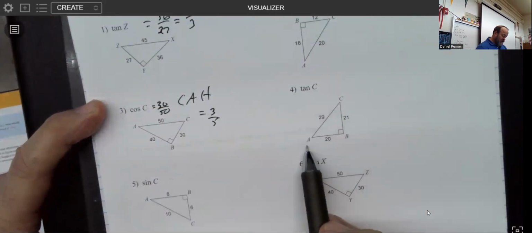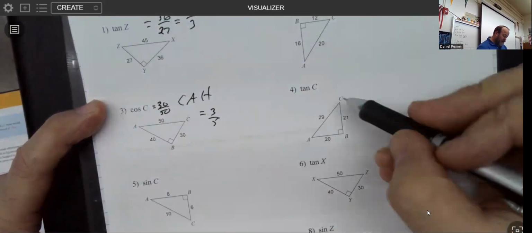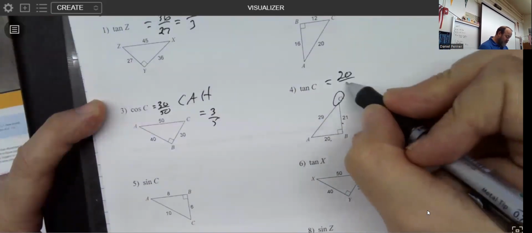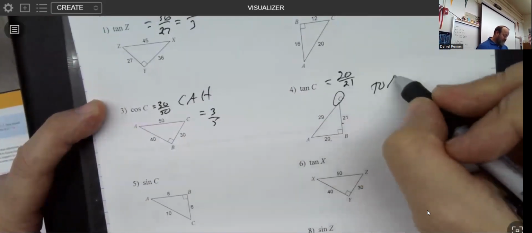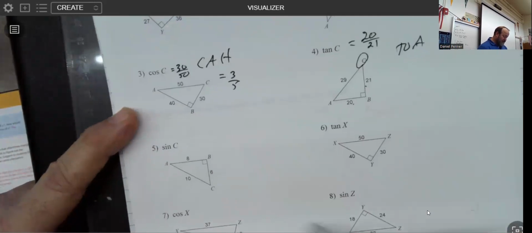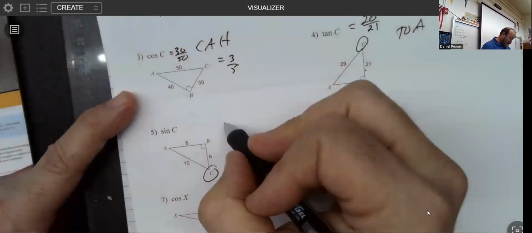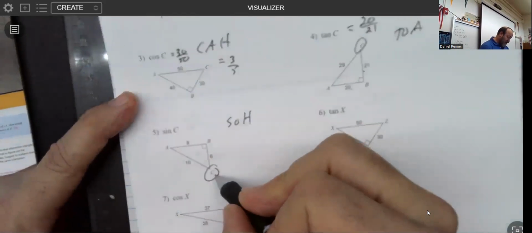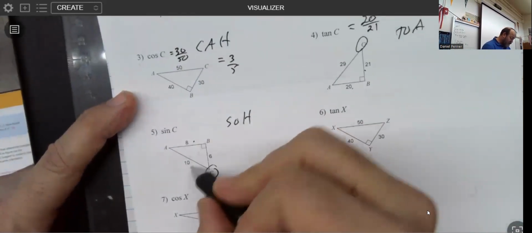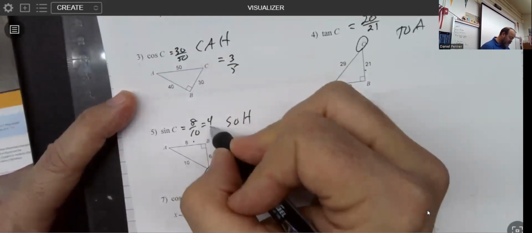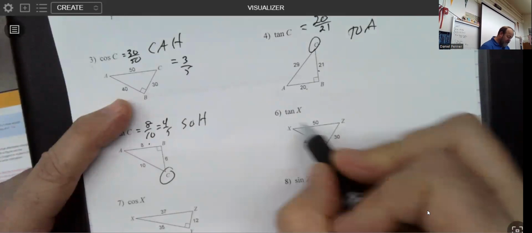Tangent. Tangent is opposite. Oh, we're looking from here. Opposite over adjacent. The opposite is 20. The adjacent, SOHCAHTOA. That's 20 over 21. The sine of C, now you got to keep in mind, you got to look at where we're looking. The sine, some old hippie. Sine is opposite over hypotenuse. That's 8 over 10. Opposite over hypotenuse. That's 4/5.